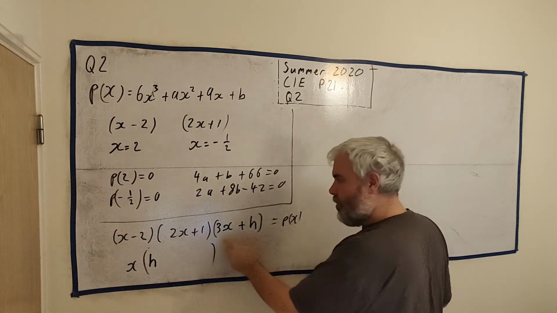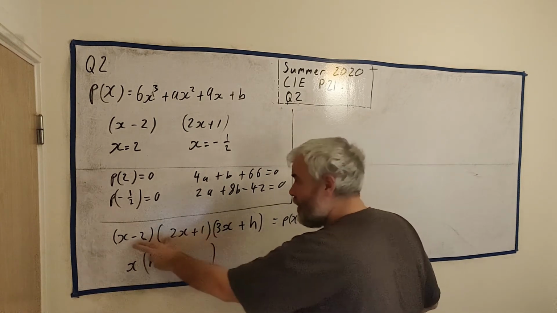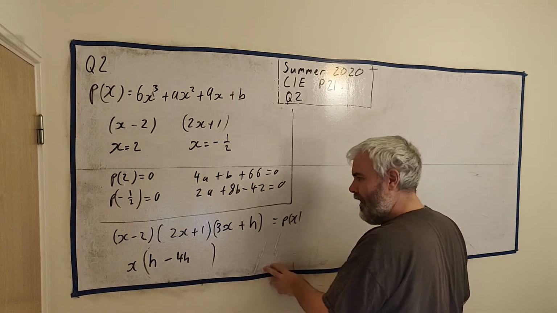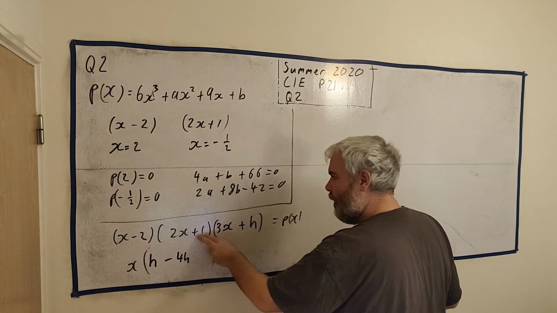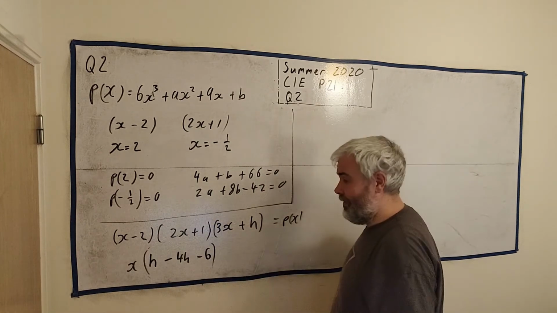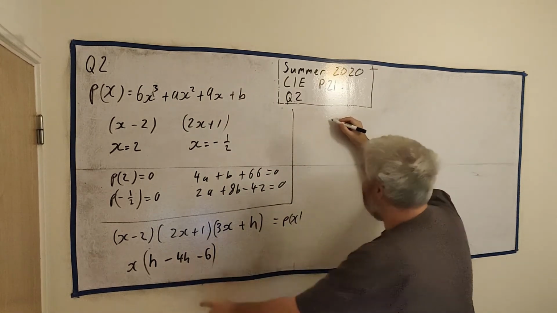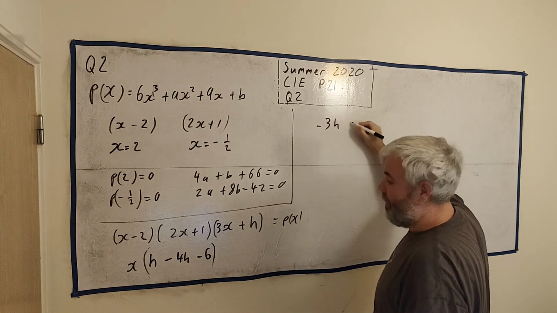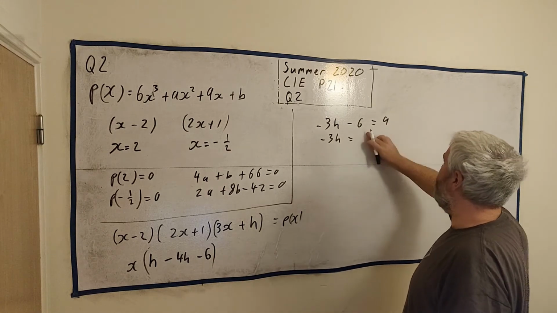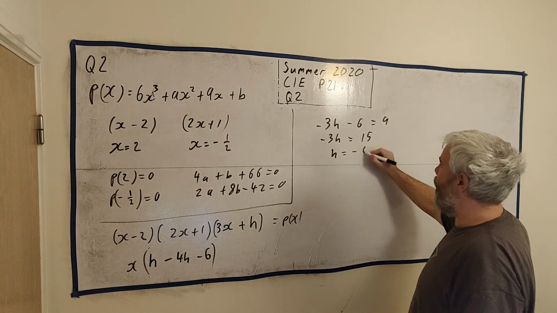I'll get 2x times minus 2 times h, so that's minus 4hx. And then the last place I'll get an x from is minus 2 times 1 times 3. That's minus 6. That's the x term when I multiply this out, and that is going to equal 9. So I now know that h minus 4h, so minus 3h, minus 6 equals 9. Minus 3h is equal to 15. h is equal to minus 5.